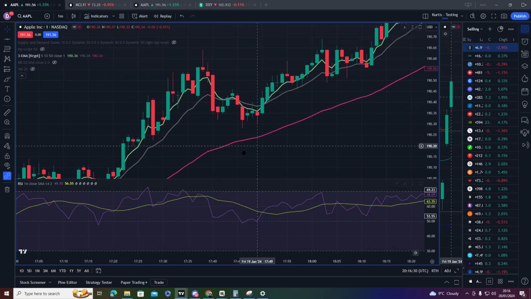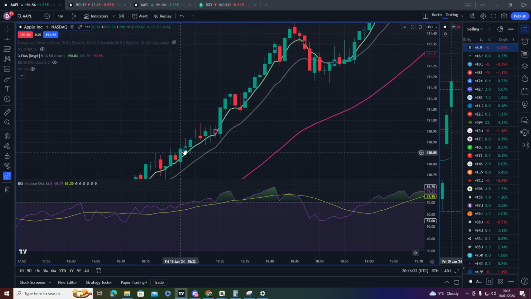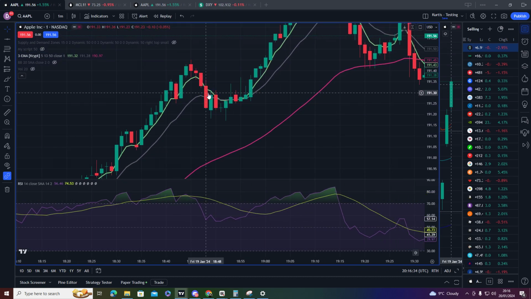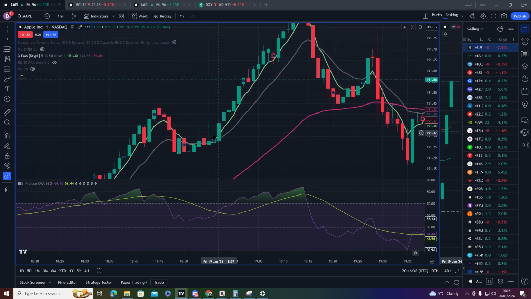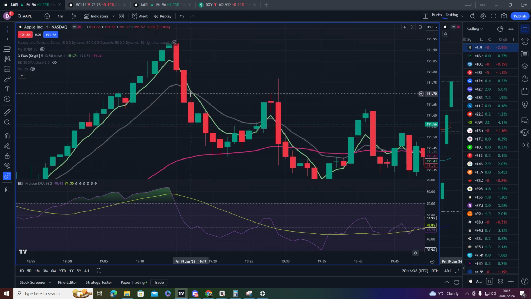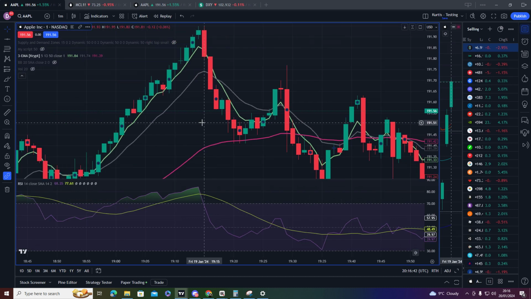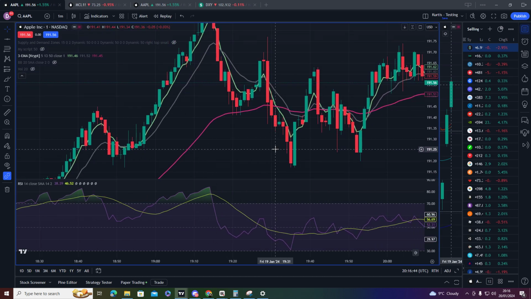No confirmation on the RSI, continues up, continues up. Right here, no confirmation on the RSI, continues up. Right here, crosses bearish. Right here, you get your confirmation on the RSI and starts dipping.